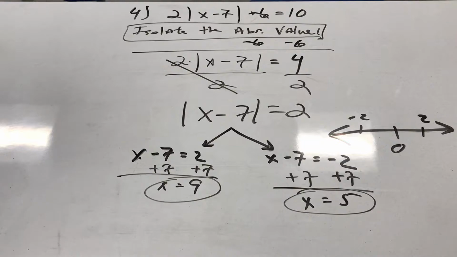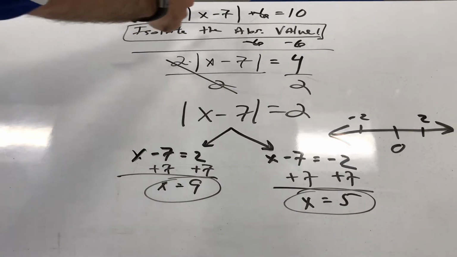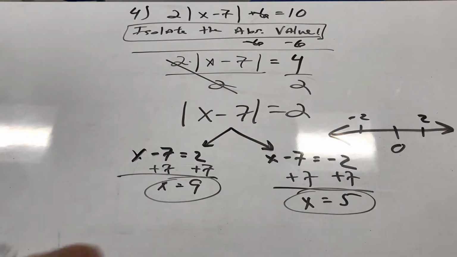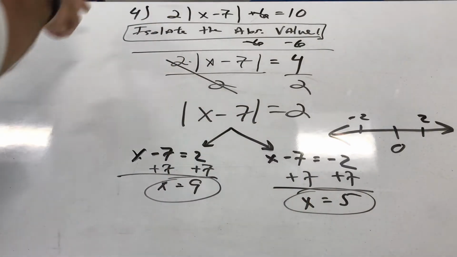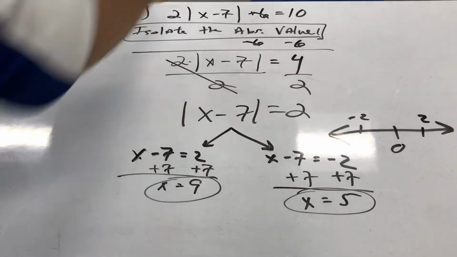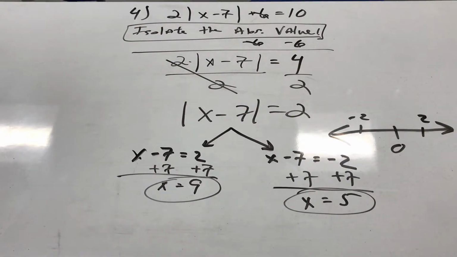When I plug those in, I get 9 minus 7, which is 2. Absolute value of 2 is 2. 2 times 2 is 4. 4 plus 6 is 10. That works. Plugging in 5, 5 minus 7 is negative 2, but the absolute value of that is positive 2. 2 times 2 is 4. 4 plus 6 is 10. That checks out. Both 9 and 5 are solutions.